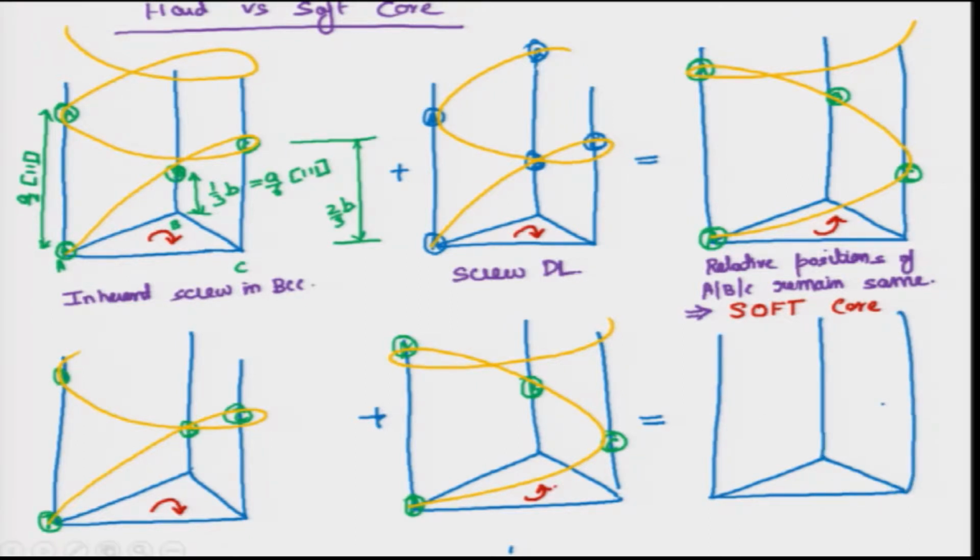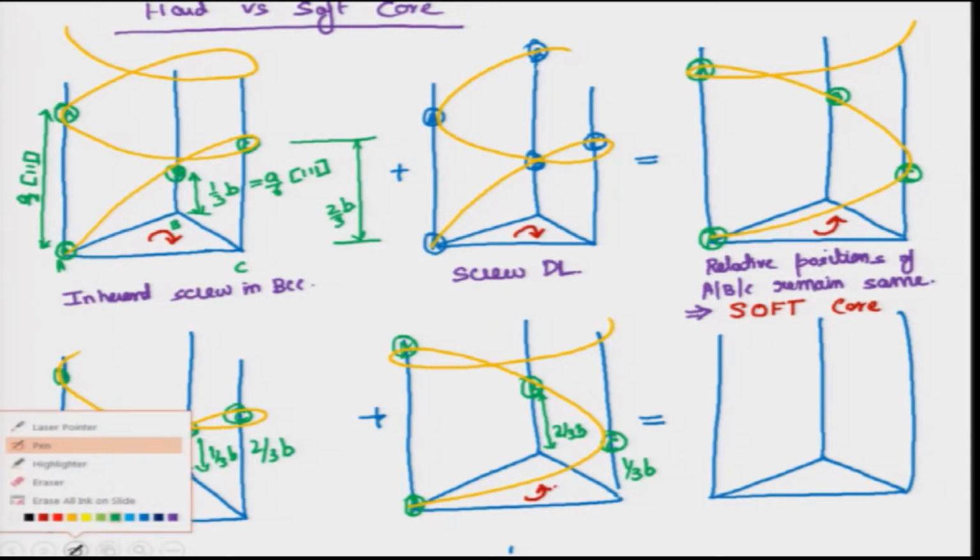So these are the 3 rows. Now, let us look at it. We will start with B. So, over here this B is at 1 by 3 and here it is at 2 by 3B. Here this is 2 by 3B and this is 1 by 3B, b being the small b, the Burgers vector, and the whole thing is the B, the Burgers vector. So, if we add 1 by 3B to 2 by 3B, what do we get? We get 1 full B.